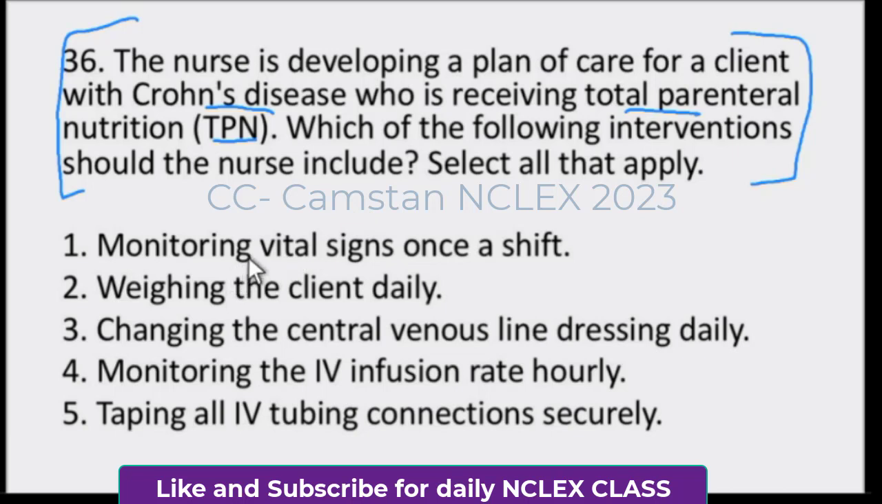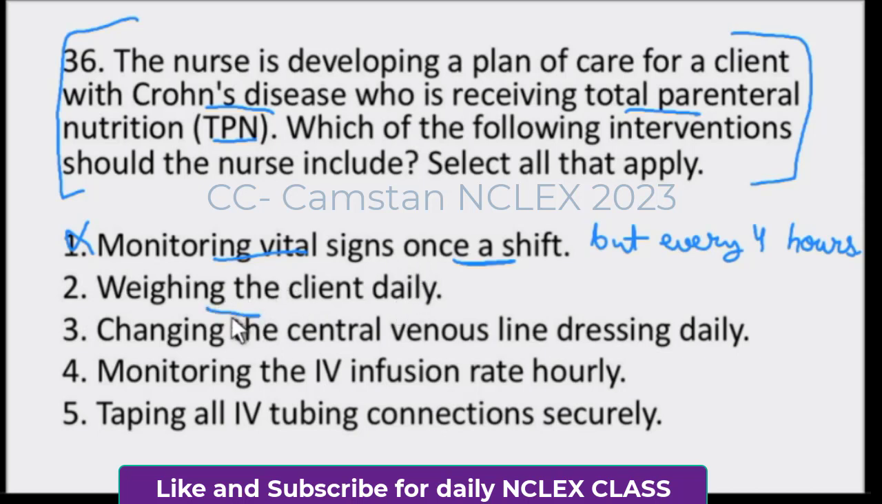First is monitoring vital signs once a shift. Well, the nurse should monitor the vital signs every 4 hours so that we can detect the early complications, right? So not once a shift but every 4 hours. So not correct. Second is weighing the client daily, right?